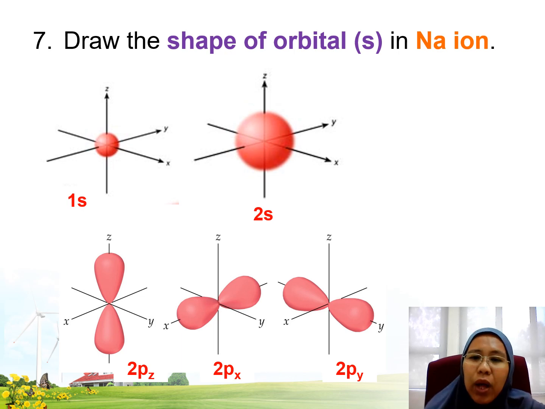We have shown you how to draw the shapes of orbitals s and p in the previous lesson. So, since sodium ion has the orbitals 1s, 2s, and 2p, you have to draw all the orbitals. 1s is a bit smaller, 2s is bigger than 1s, and then 2p, y, x, and z in their correct orientations. You have to draw it all and you'll be given 1, 2, 3, 4, 5 marks.